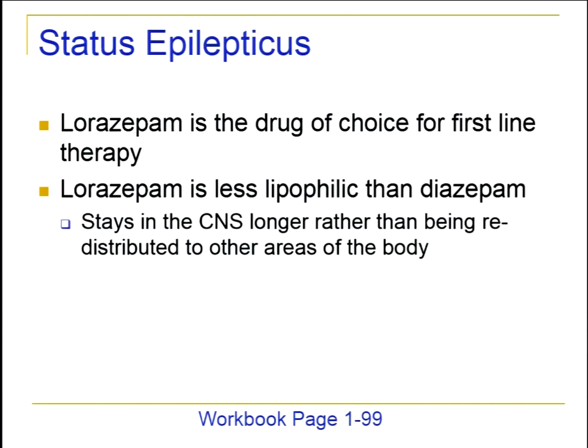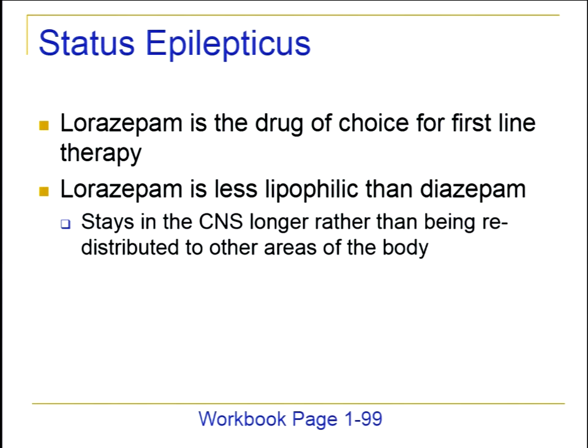But why not diazepam? Well, lorazepam is the drug of choice for first-line therapy for status epilepticus. And why that is, is because it's less lipophilic than diazepam. Now, on the surface, that doesn't make much sense, okay? But when we think about it, that means the diazepam does get into your brain a little bit quicker than lorazepam does, about 10 seconds, okay? So a little bit quicker.